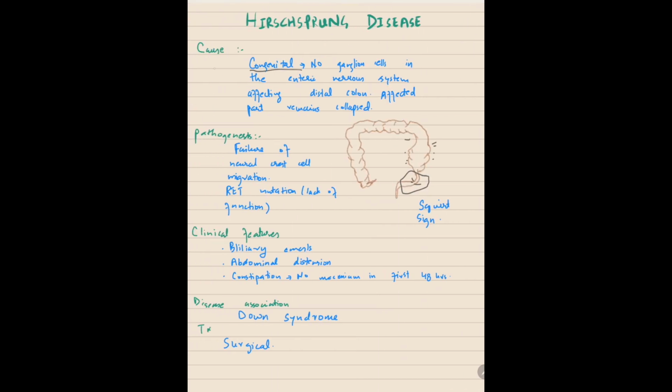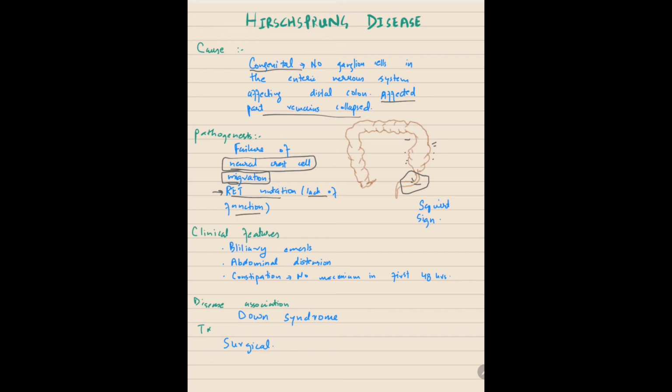So we say here that it is a congenital disorder, and there are no ganglion cells in the enteric nervous system affecting the distal colon, and the affected part remains collapsed. That's important to know. Then the pathogenesis: there will be failure of neural crest cell migration. The migration is really important to know, and neural crest cells are also really important to know. The derivatives of the neural crest cells, for example melanocytes, are important to know for exam purposes. The neural crest migration is defective here, so that's also important. The involved genetic mutation is the RET mutation, a loss of function mutation.